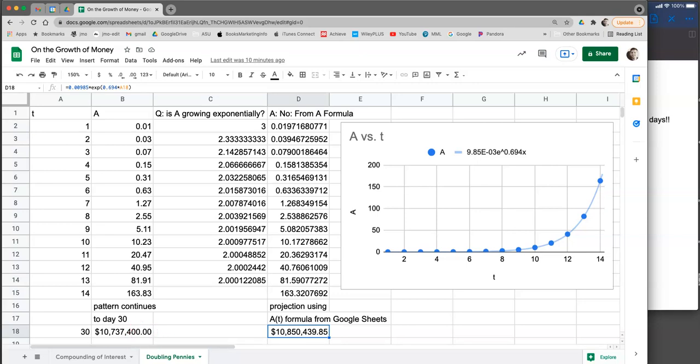So what we want to do in the rest of the videos is to discuss how one actually comes up with formulas for data that actually is exponential. That is, when the ratio of consecutive values is a constant, how do we go about finding these formulas without having to resort to Google Sheets? That is the subject of the next video.